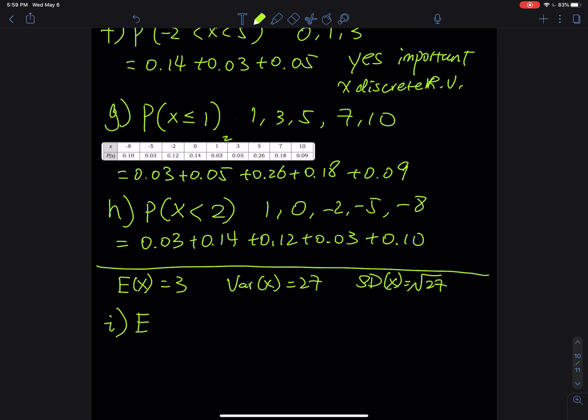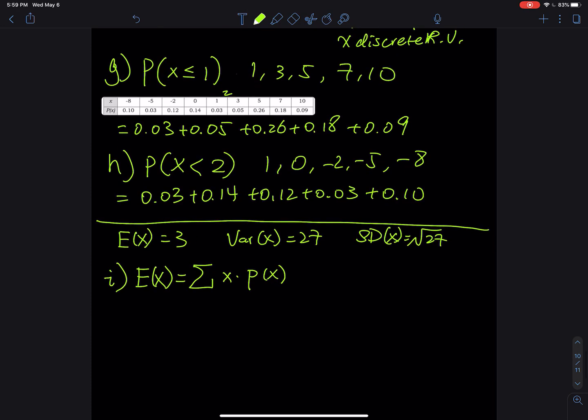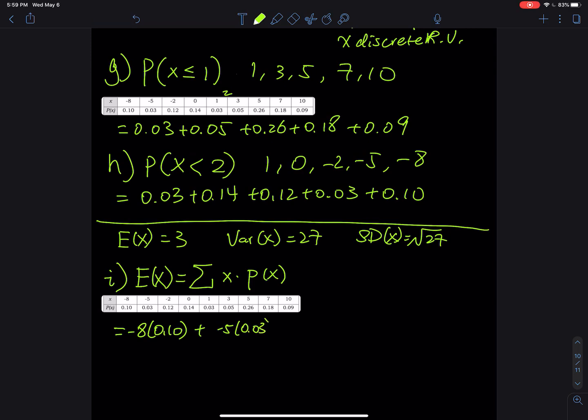So expected value of random variable, just like the mean, but you don't add all the numbers and then divide it by the sample size. For random variable, you have to find the sum. That means sum of x times its probability. So that means using the table right here. I'm going to paste the table one more time. So this one will be -8 times 0.10 plus -5 times 0.03 plus -2 times 0.12 plus 0 times 0.14 plus 1 times 0.03 plus 5 times 0.26 plus 7 times 0.18 and then plus 10 times 0.09.